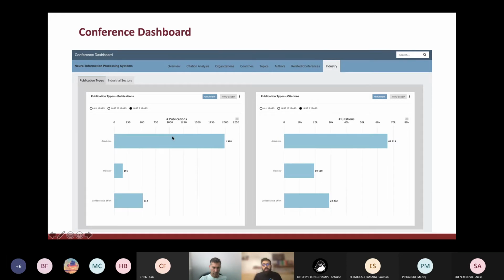And here we can see this is an interesting thing, because the world is full of dashboards, and this is one way in which we differentiate from the others. We can analyze industry as well. So we have a way of characterizing whether publications or citations are more in academia, or collaborative efforts, or industry. And we can also see this distributed to industrial sectors.